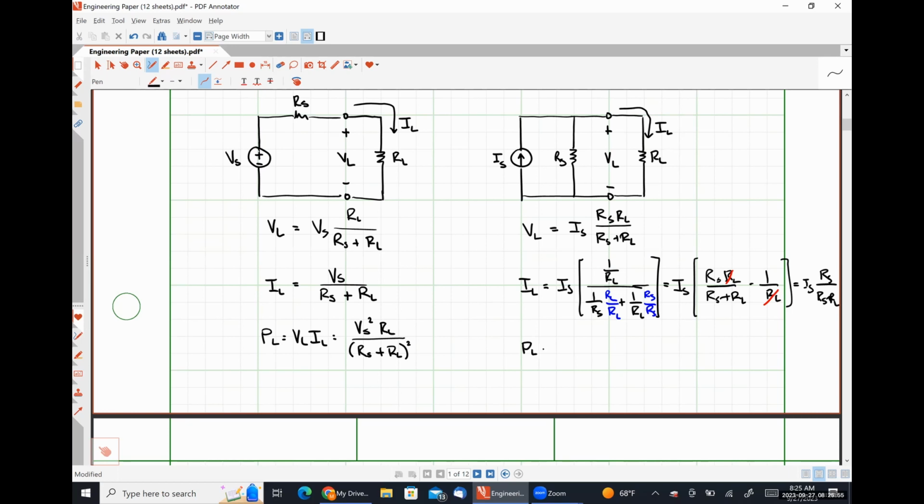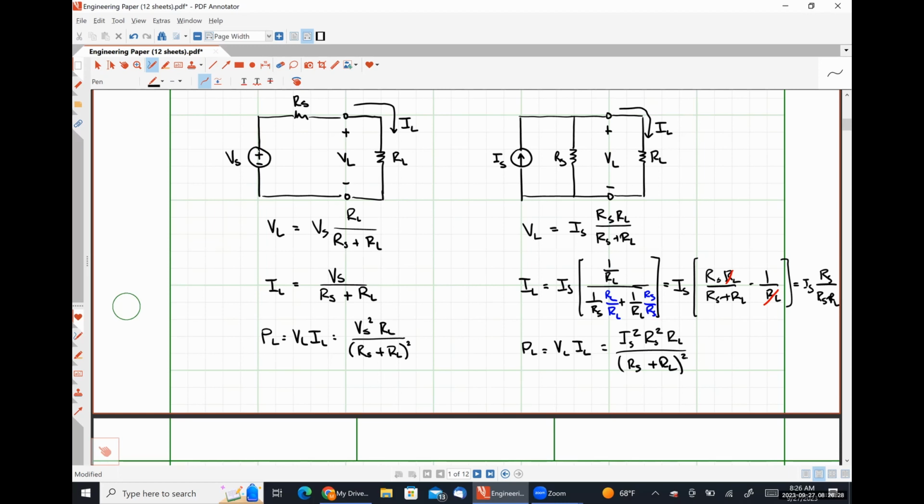Lastly, down here, our power is just going to be the product of VL and IL. So we're going to have IS squared times RS squared times RL divided by RS plus RL quantity squared.